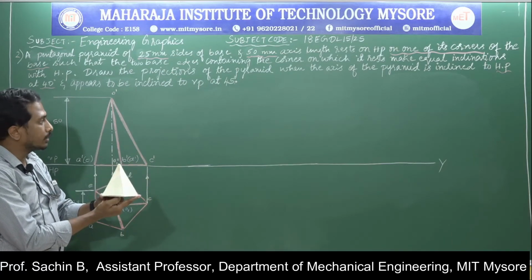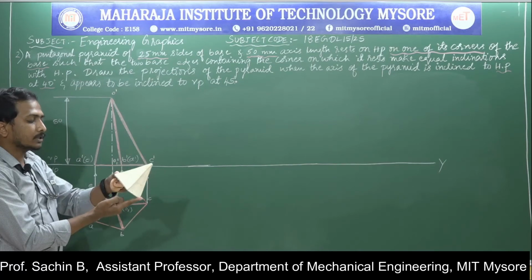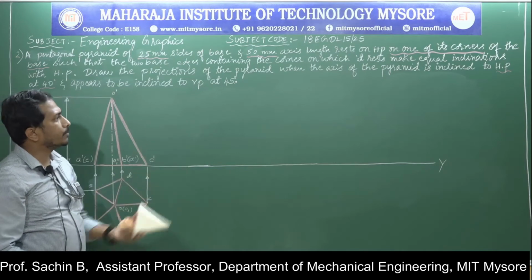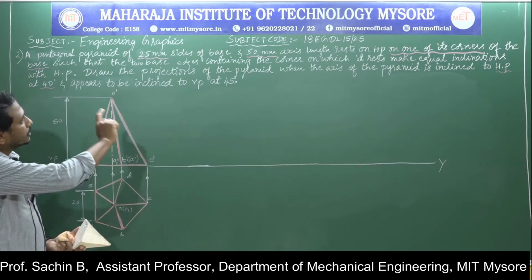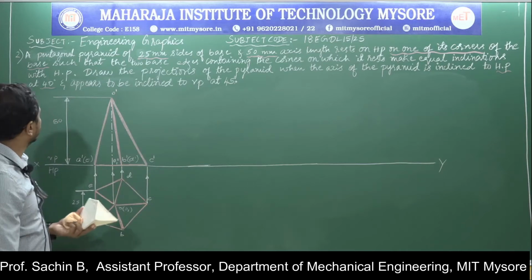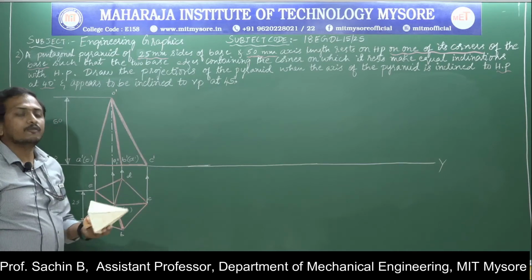Now, according to the problem, I am just tilting the object to the required angle. There in the problem, they have given in the last sentence: draw the projections of the pyramid when the axis of the pyramid is inclined to HP at 40 degrees.